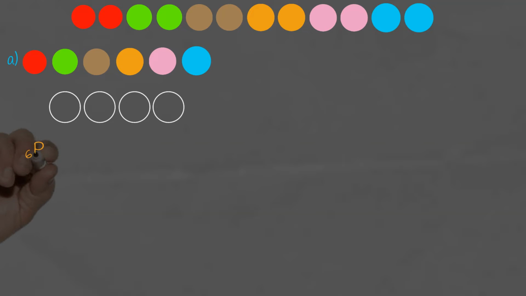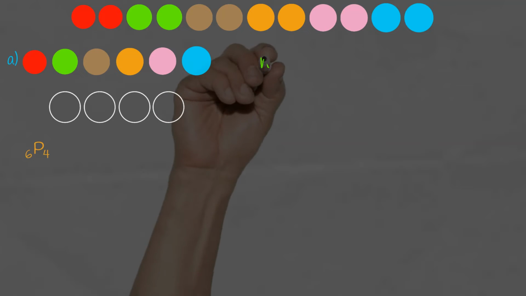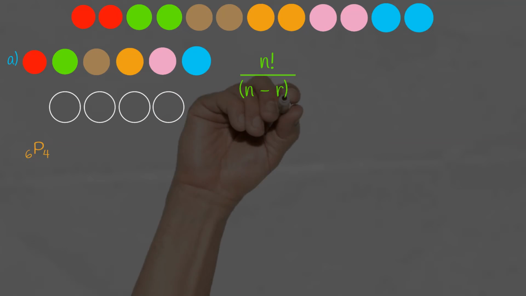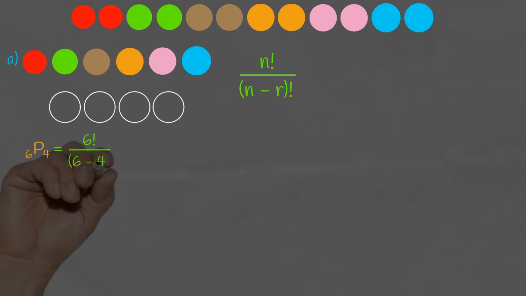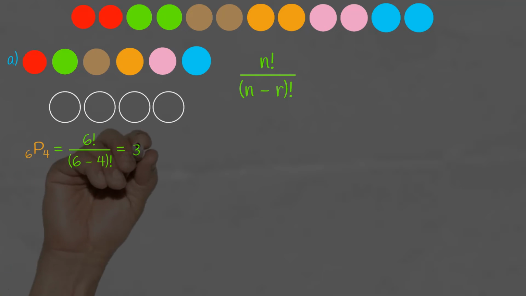Well, this is the same as 6P4. We have 6 items and we're picking 4 to put in an arrangement. So we could use the permutation formula, and that gives us 6 factorial over 2 factorial, which is 360. Of course, if you wanted, you could say there were 6 ways to choose the first peg, 5 for the second, 4 for the third, and 3 for the fourth, and do 6 times 5 times 4 times 3, and you would get the same answer.